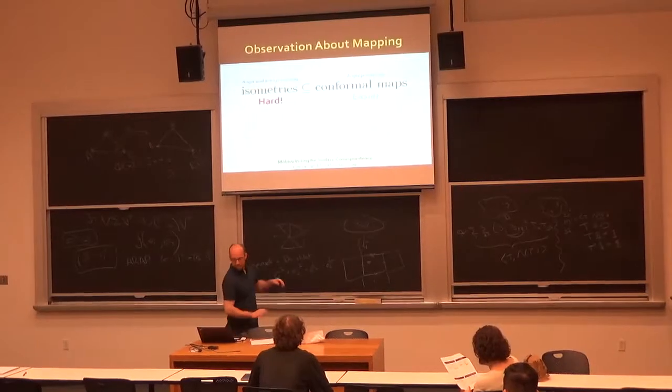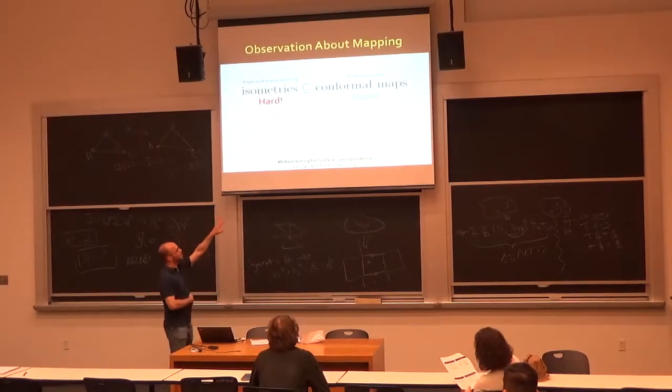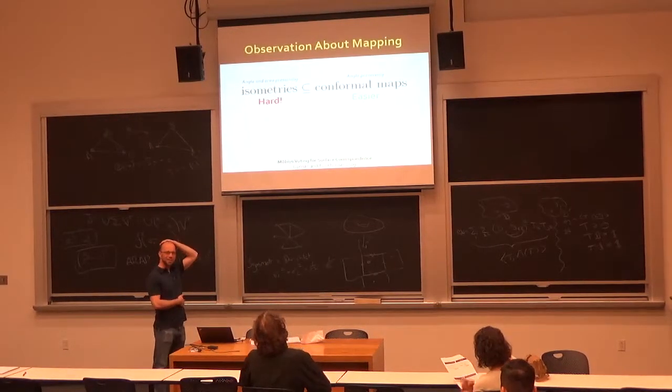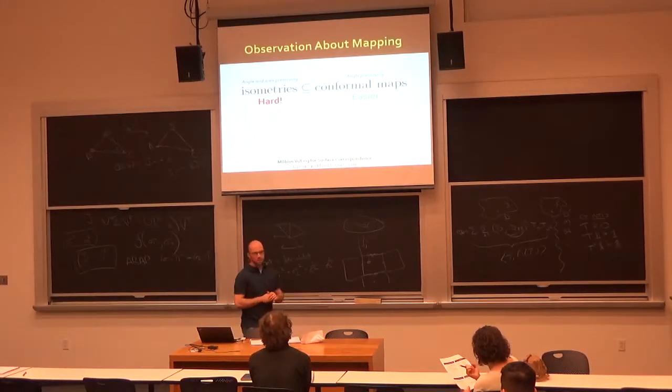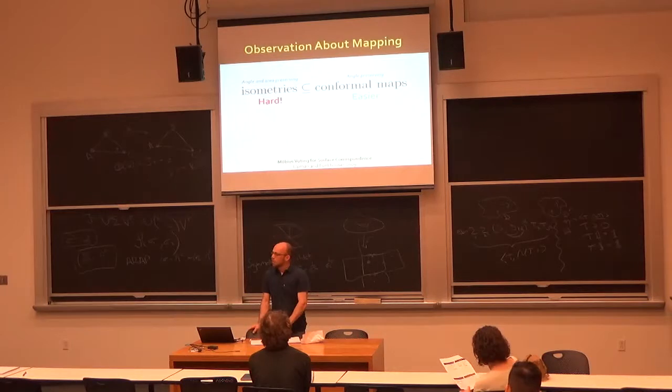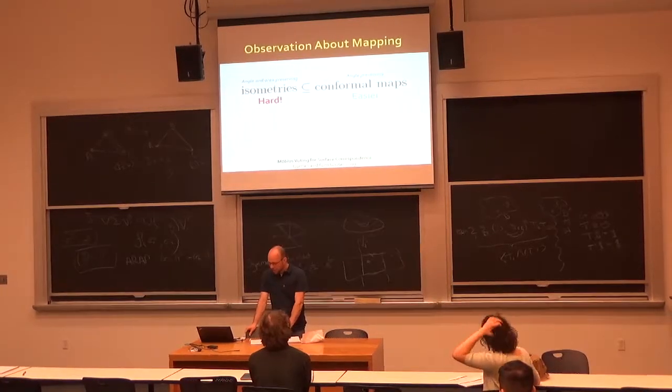Right? In other words, somehow isometries are hard to work with, but things like conformal maps are easier to think about. Yeah? In fact, conformal maps span a large space, right? So even if I wanted to solve the isometric mapping problem, how could I do it?